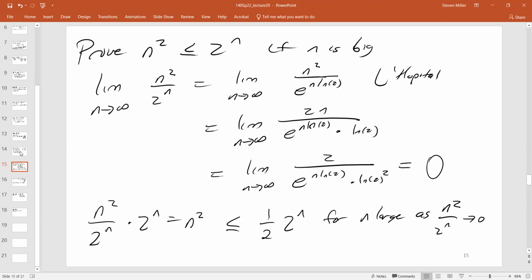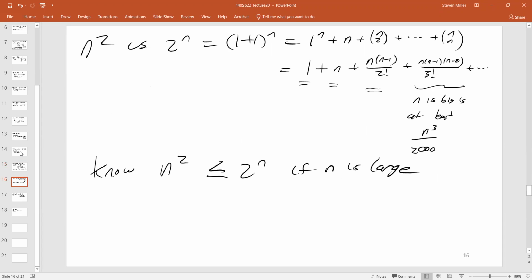Since this is 0, this means n squared over 2 to the n goes to 0. So n squared times 2 to the n over 2 to the n, I've just multiplied by 1 again, is still just n squared. So n squared over 2 to the n goes to 0. Eventually, it's at most 1/2. So n squared is going to be less than or equal to 1/2 times 2 to the n when n is large. And that's enough to prove that n squared is less than or equal to 2 to the n.